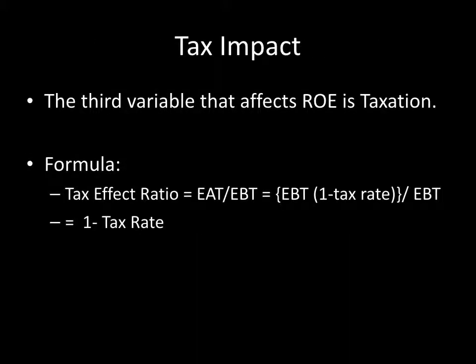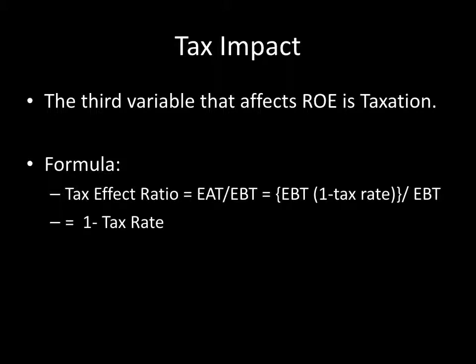Finally, the third non-operational component that we want to look at that might affect ROE is to look at what role taxes have. In other words, the third variable that affects return on equity is taxation. In our original metric or original breakdown of ROE, we showed that ratio as EAT, earnings after taxes, divided by earnings before taxes.